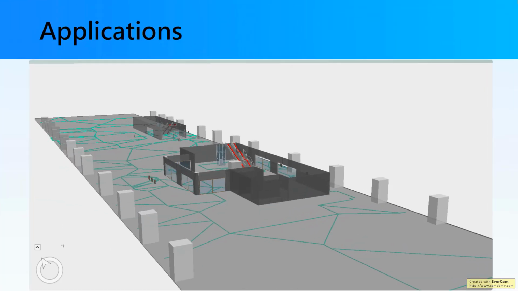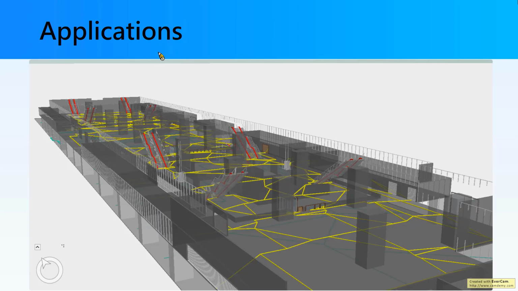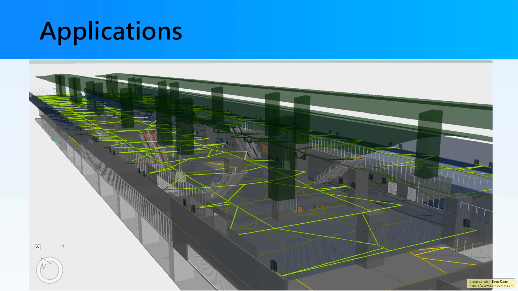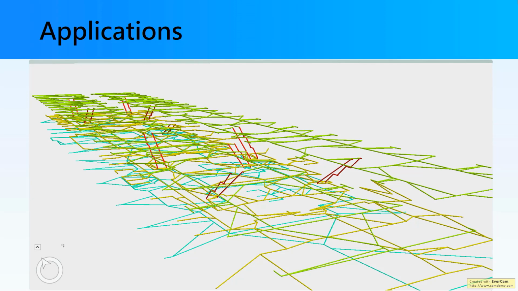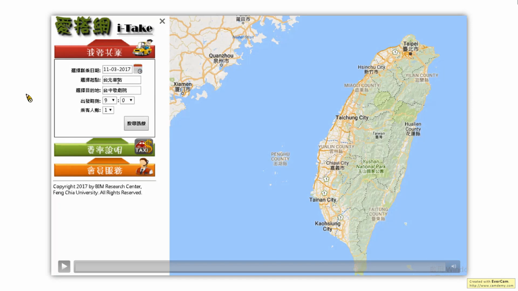As mentioned before, the indoor path is the key to the indoor version of Google Maps. So here's an example of indoor paths created by the iGit algorithm for the High-Speed Rail Taichung Station to demonstrate the application of indoor paths. Here's the system we created for the demonstration. The origin of the scenario is Taipei Main Station and the destination is the National Taichung Theater.